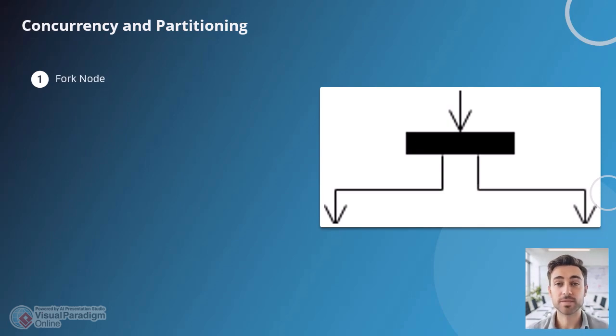A fork node splits behavior into parallel flows. It allows multiple activities to execute simultaneously, increasing efficiency in complex system processes.